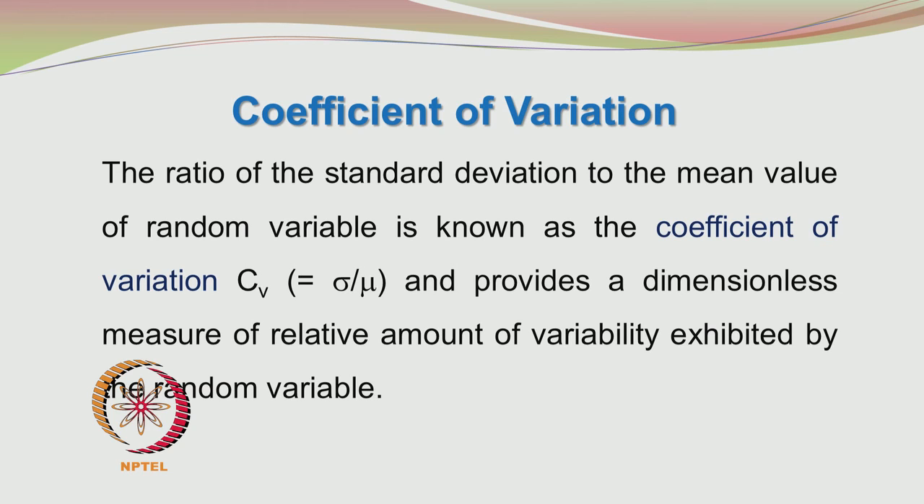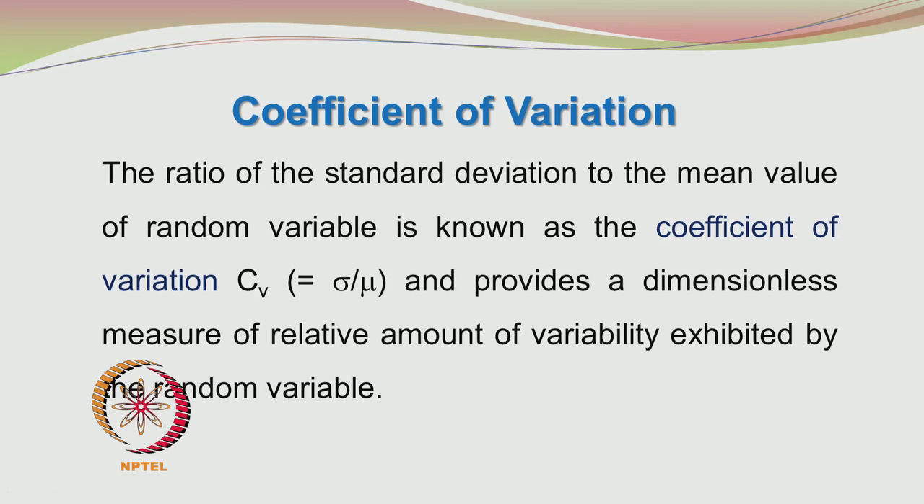So, you have found the mean, variance and the standard deviation. Now you have to scale it properly. You want to see what percentage of the mean, or what fraction of the mean, is the standard deviation, and so you write the coefficient of variation CV as sigma by mu. It provides a dimensionless measure of the relative amount of variability exhibited by the random variable.